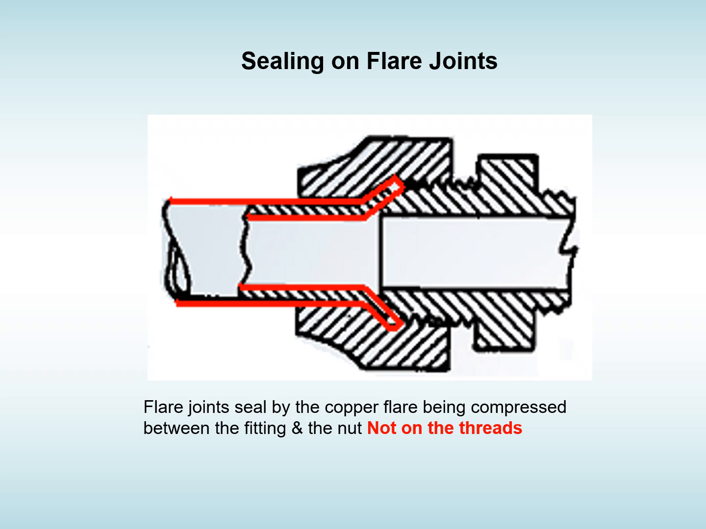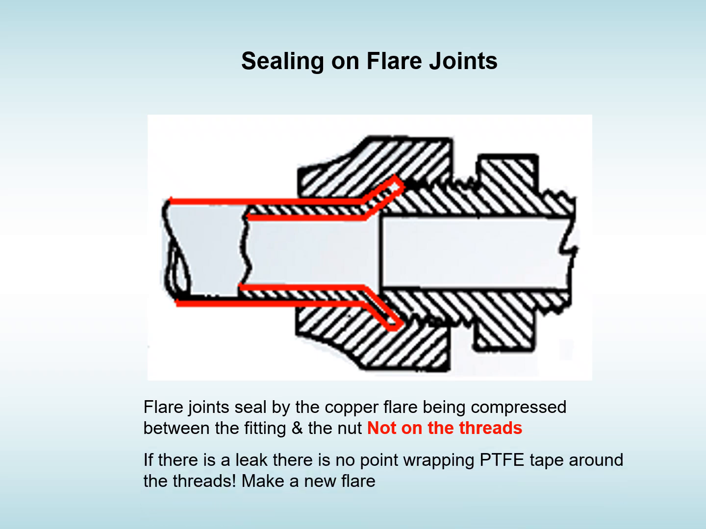A quick note on the sealing of a flare, copper flare. The flare joints are sealed by being compressed between the fitting and the nut, not on the threads. If there's a leak, there's no point wrapping PTFE around the threads. You need to cut the flare off and remake it.